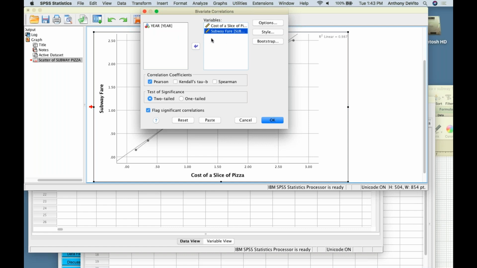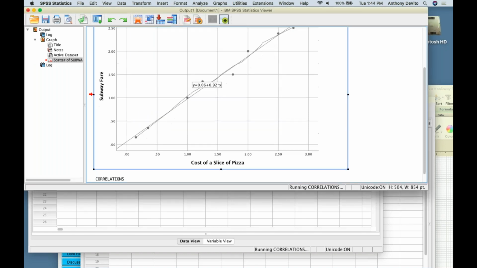Notice that it's a single box. Doesn't matter what order I put these in, right? Remember, correlation does not imply causality, right? That's something we're saving for regression. This is just to see if there's an association. And notice correlation coefficient, Pearson's, is checked off. Right? I'll click OK, and it'll do the calculation for us.